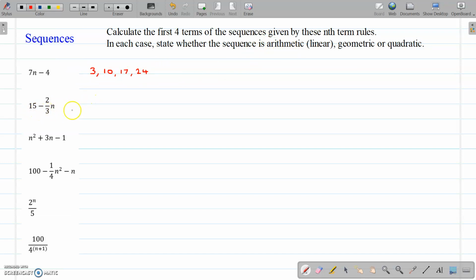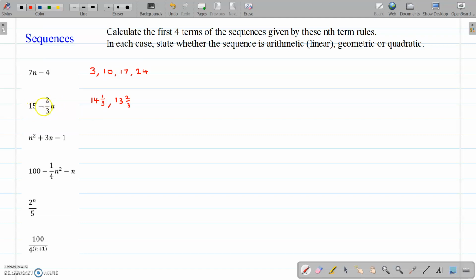The second one here, slightly more complicated rule. So the first term is going to be when n is 1. So 15 take away 2/3 of 1 is like 15 take away 2/3, which is 14 1/3. I'm actually going to write it as a mixed number because it's easier to work with in this example. Okay, the second term when n is 2, you're going to do 15 take away 2 lots of 2/3, which is 15 take away 4/3, which is 13 2/3.